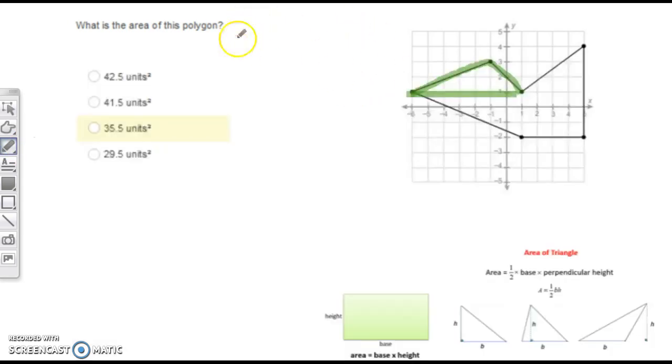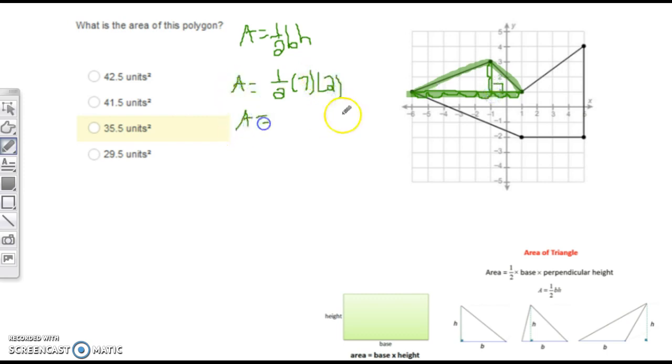So remember, area of a triangle is 1/2 base times height. I'm going to pick the base that's the easiest to find. So anything that follows the grid, I'm going to let that be the base. So I'm just going to count it. 1, 2, 3, 4, 5, 6, 7. And then remember, the height has to be perpendicular to it. Since that's a horizontal line, a vertical line would be perpendicular. And so that's 2 units. So the area of the green triangle would be 7. Now I need to divide my figure up a little bit more.